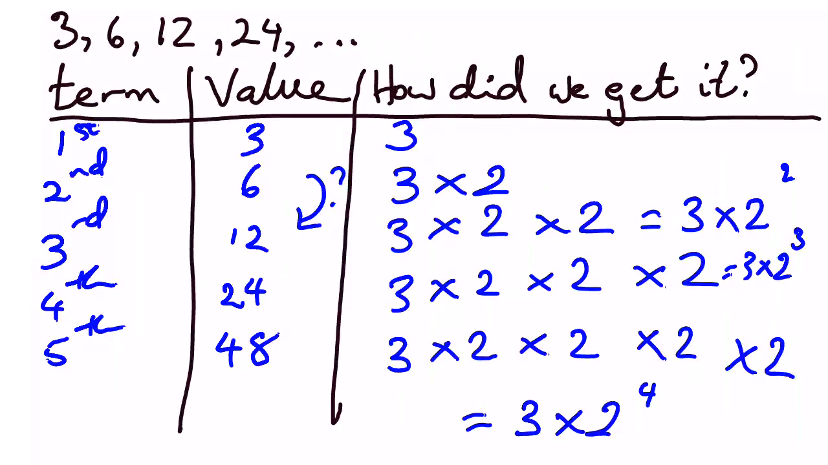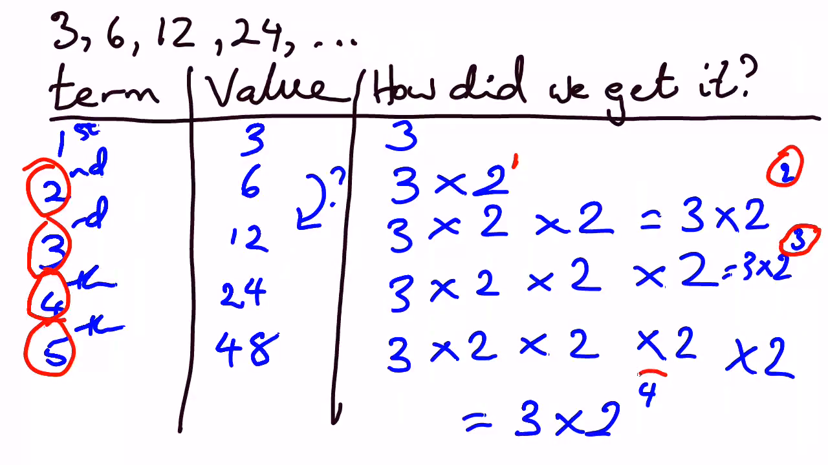And once again, we have this pattern. This 2, by the way, is to the power of 1, and that's for my second term. For my third term, I'm squaring it. For my fourth term, I'm cubing it. For my fifth term, I'm putting it to the power of 4. Can you write down what the general term is for this? Looks like this. Tn is going to be 3 times 2 to the power of n minus 1.